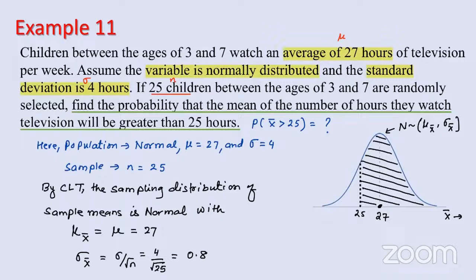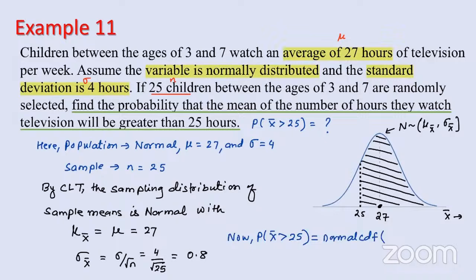Then we can use the calculator to find the probability. Probability that x is greater than 25 is equal to, now we are looking for probability. When we want probability or area, do we use normal CDF or inverse normal in our calculator? Normal CDF. Okay, let's do that. Because to find the area or the probability, we always use normal CDF.